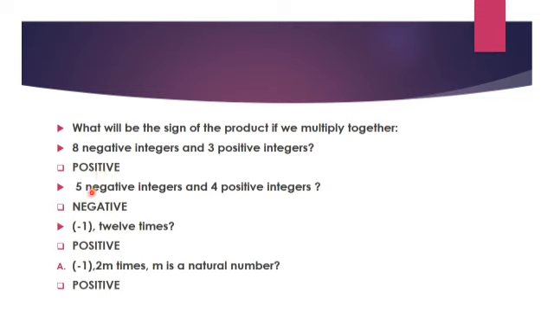In the same way, 5 negative integers and 4 positive integers. How many negative integers? 5. Then is 5 even or odd? Odd. We get a negative answer.